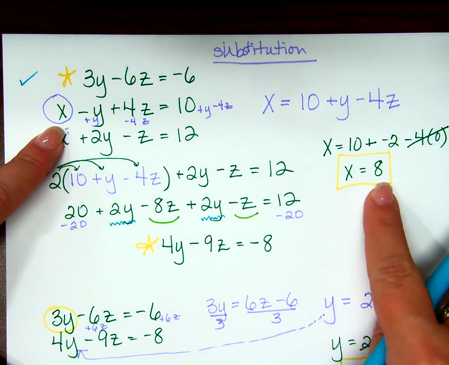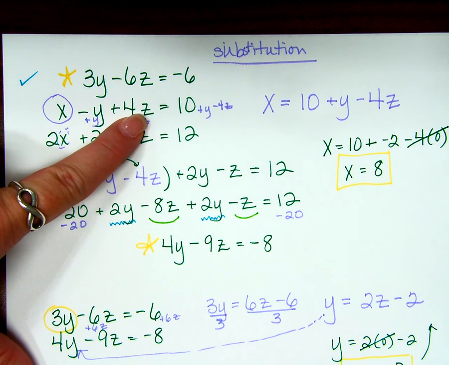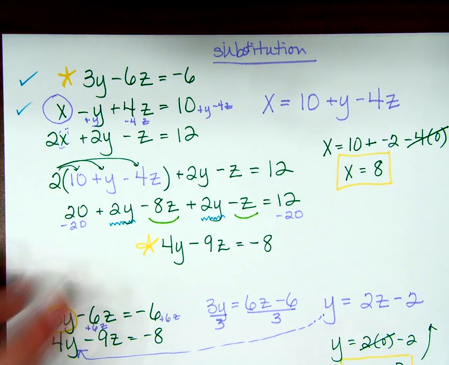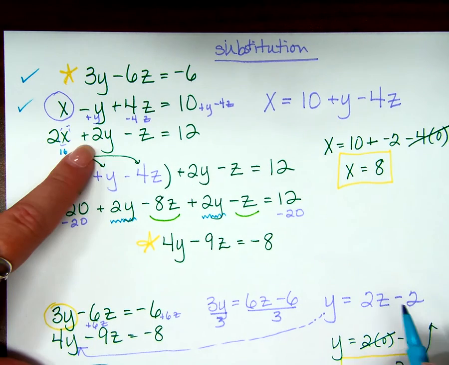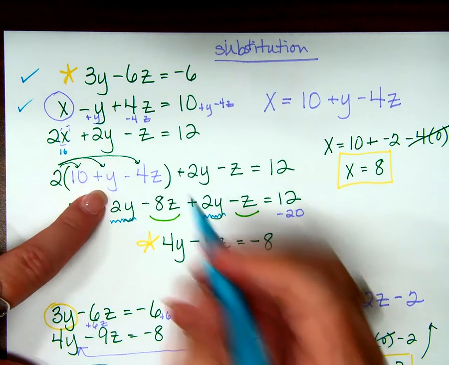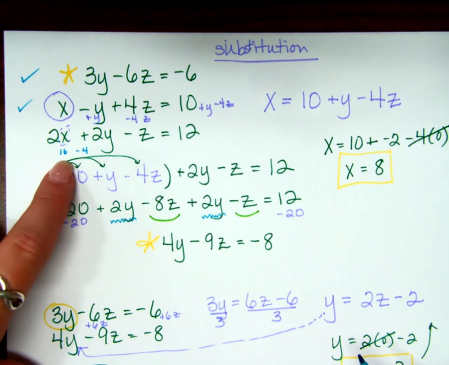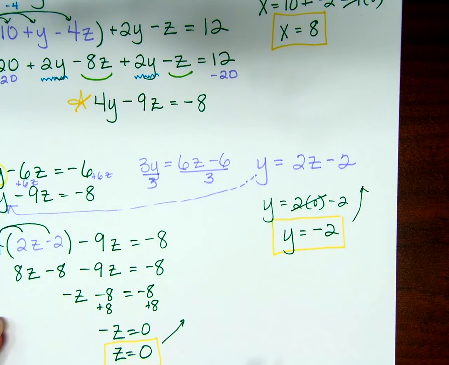Well, x is 8. 8 minus a negative 2 is 10, right? And then 10 plus 0 equals 10. Does that work? Okay. 2 times 8, 16. 2 times negative 2, so 16 minus 4 minus 0. Does that work? So is this the answer? Is it? Did it work for all 3 equations? So it's the answer, right?